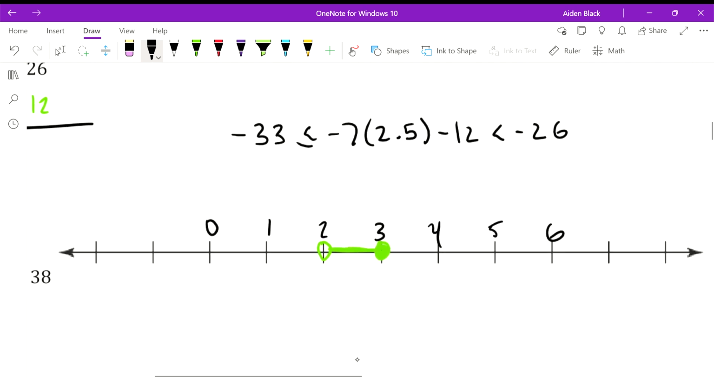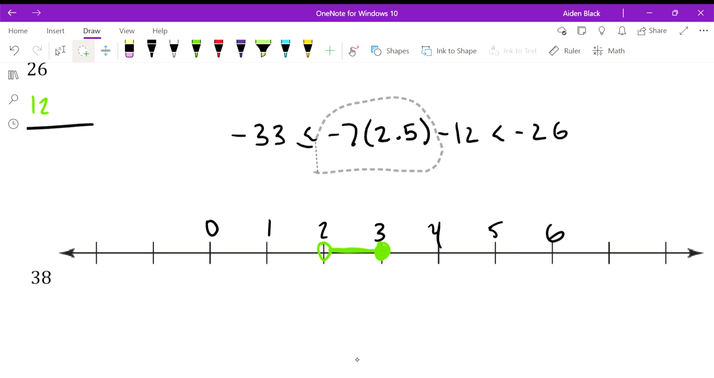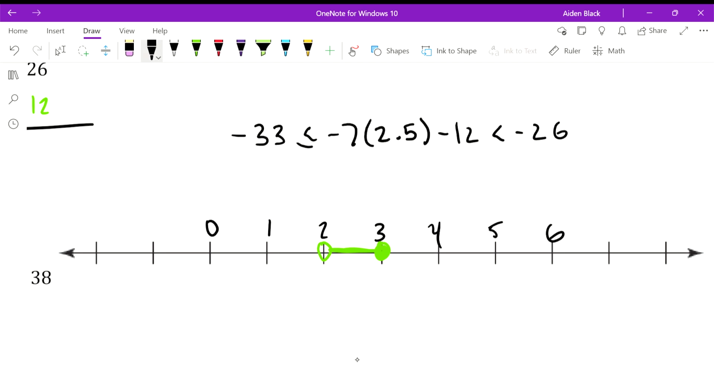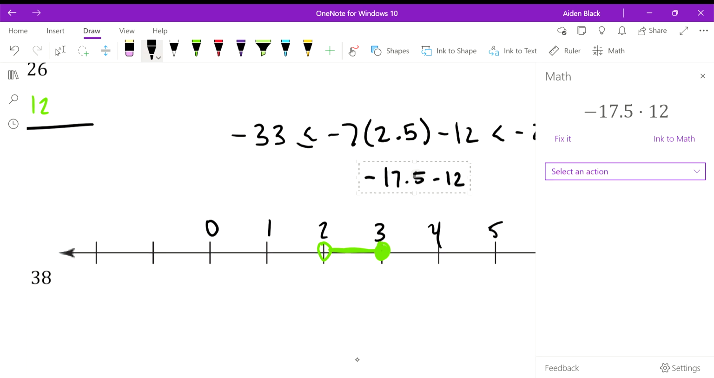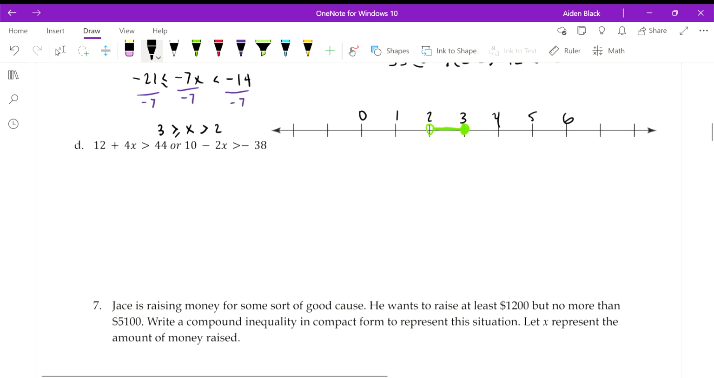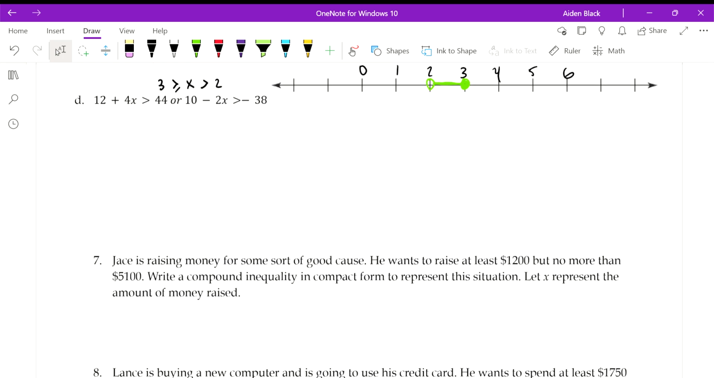Okay, so what is negative 7 times 2.5? Negative 17.5. Let's try negative 17.5 minus 12. That should be negative 29.5. Is that greater than or equal to negative 33? Yes. Is it less than negative 26? Yes. Looks good. Okay, so make sure you have that ability to check your answer. Okay, we'll move into these ones next.